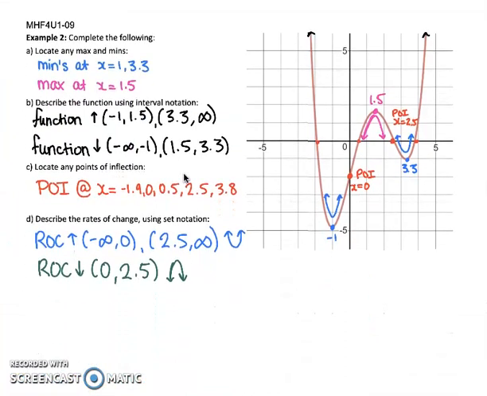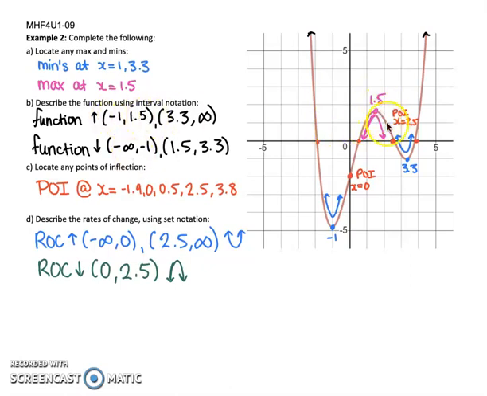In example 2, we wanted to locate any max and min. So we have 2 mins at x equals -1 and x equals 3.3 approximately, and then we had 1 max at x equals 1.5. Then we describe the function, just the function, not the rate of change. The function is increasing from -1 all the way to 1.5, because here we have a turning point. So we're going to write -1 to 1.5.